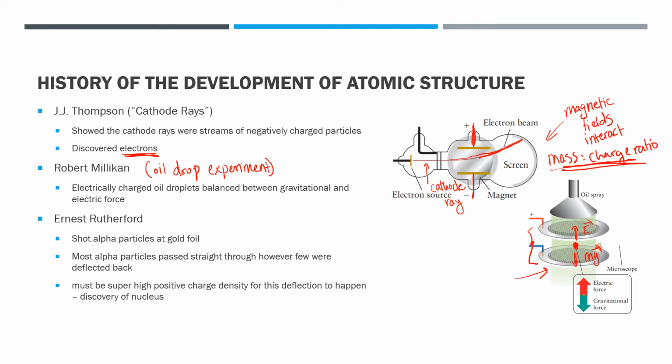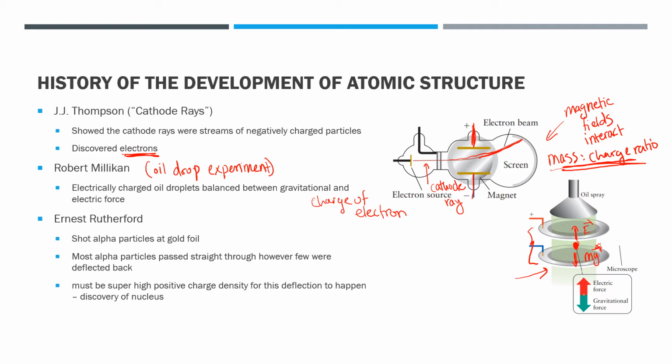And what does that mean, right? If you have an electric force balancing out the gravitational force, when that's true, we can figure out what the charge of the oil droplets was. And so based on this, he was then able to find the charge of the electron. So Thomson was able to find the ratio, and with Thomson's information, Millikan was able to find the charge.